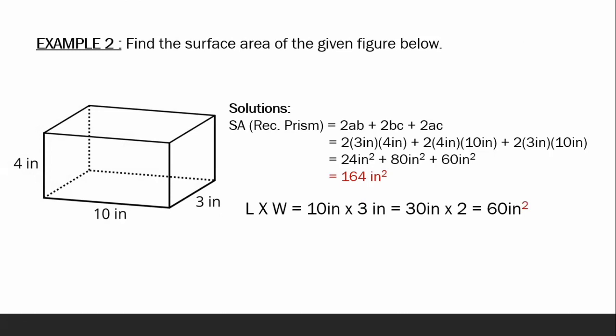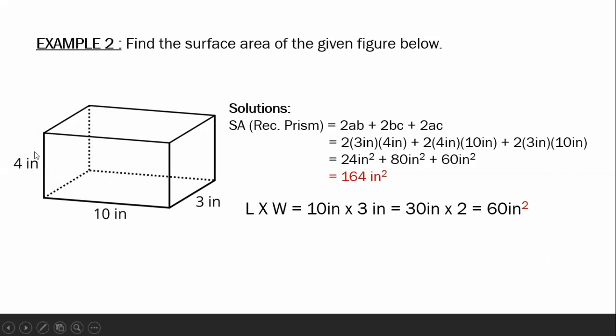Let's start with this one. We all know that the formula for the area of a rectangle is length times width. Let's focus only on the bottom part of the prism. The length times width: 10 times 3 inches is 30 inches. Since the upper and the lower parts of a rectangular prism are equal, we simply multiply by 2, which is equal to 60 inches squared. We all know that there are 6 faces of a rectangular prism.